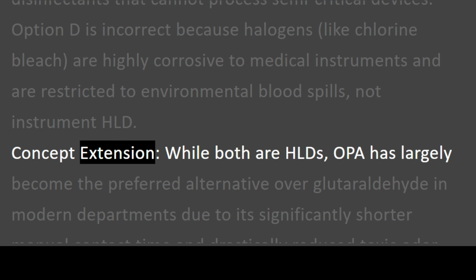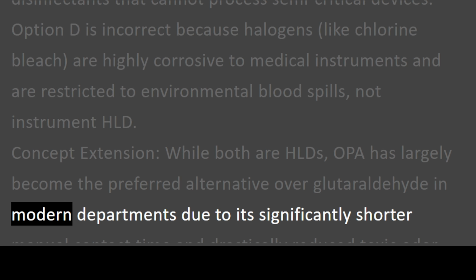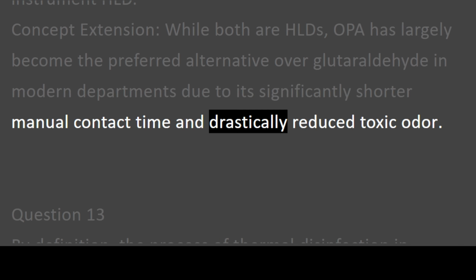Concept extension. While both are HLDs, OPA has largely become the preferred alternative over glutaraldehyde in modern departments due to its significantly shorter manual contact time and drastically reduced toxic odor.